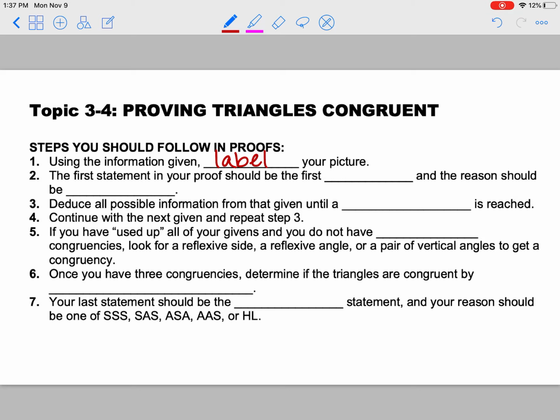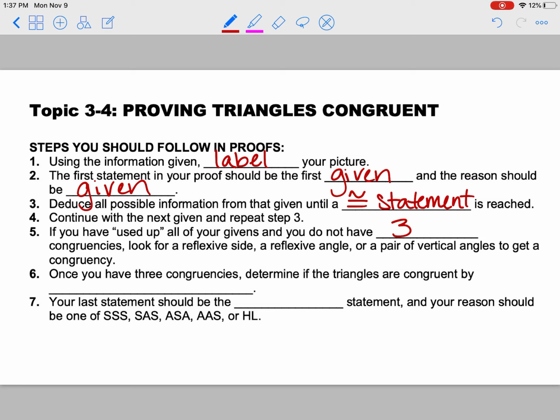picture. Label what was given, and we'll practice that here in a minute. The first statement in your proof should be the first given, and the reason should always be just given. Then you're going to deduce all possible information from that given until a congruency statement is reached. You're going to continue that process until you get 3 congruency statements.